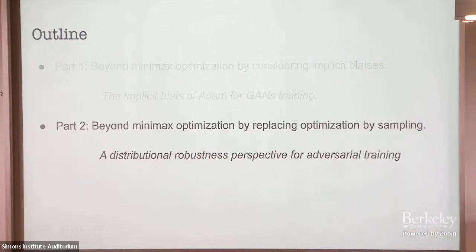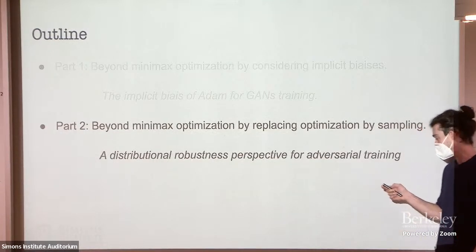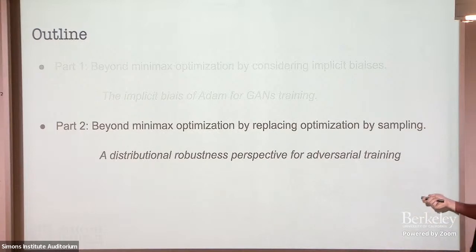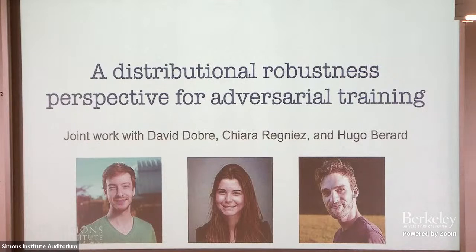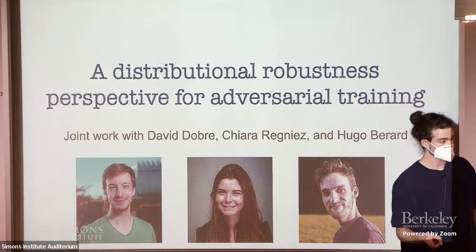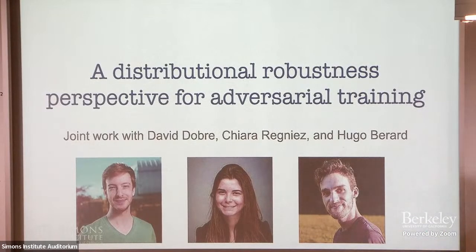And now I have, I think, 15 minutes for the second part, which is exactly what I need to talk about: basically a distributional robustness perspective on adversarial training, where I want to go beyond this min-max optimization by replacing the inner max optimization with some sampling.